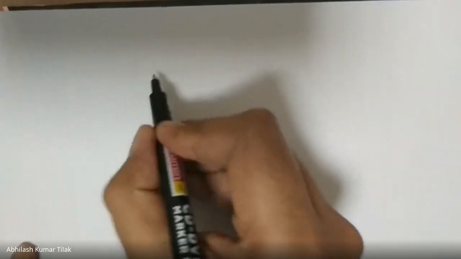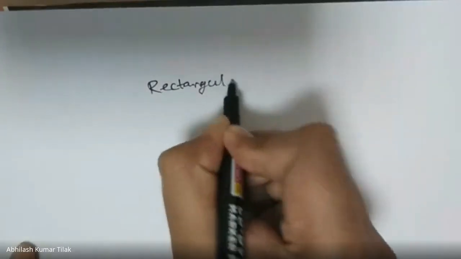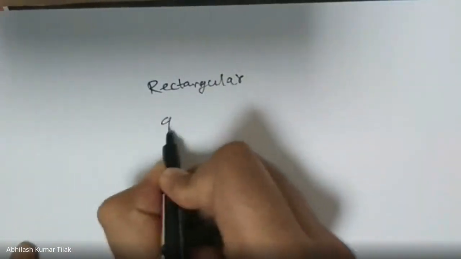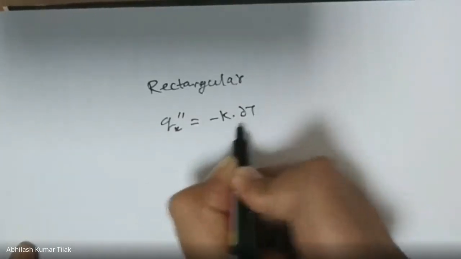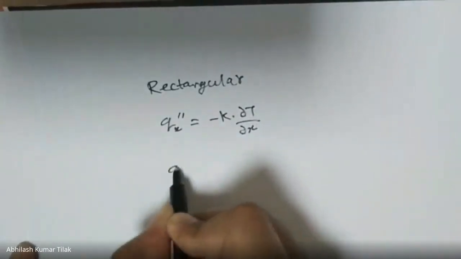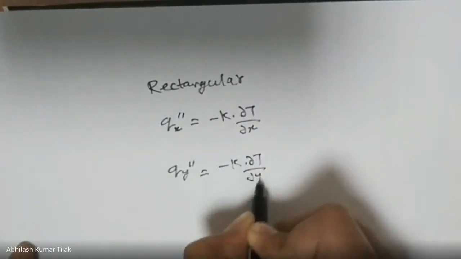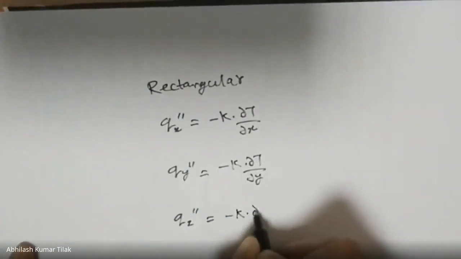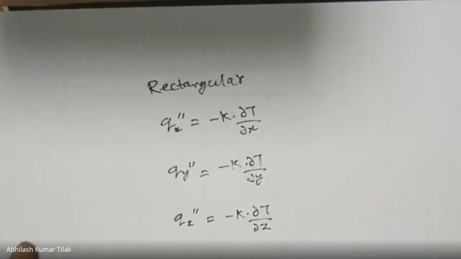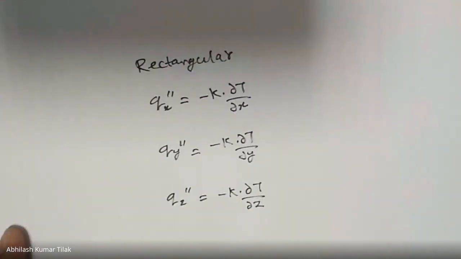So, for rectangular, I had heat flux as minus K into dou T by dou X. For the Y direction, I had minus K dou T by dou Y. For the Z direction, I am having minus K dou T by dou Z. Right? Now it is clear. Clearly, you can see now, right?